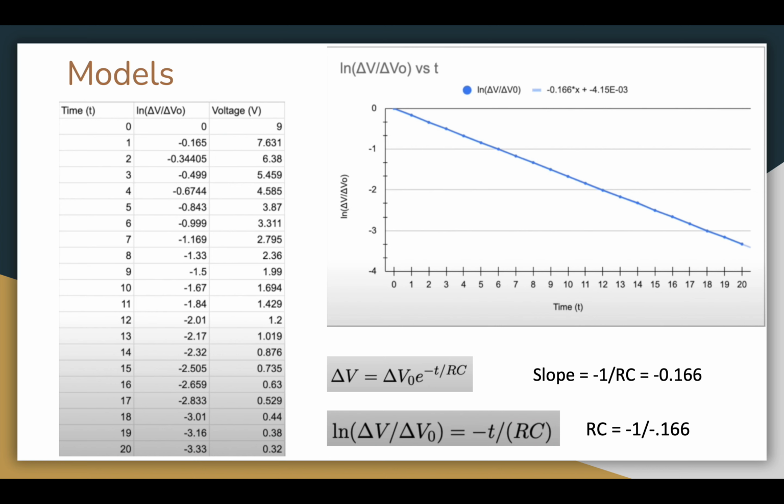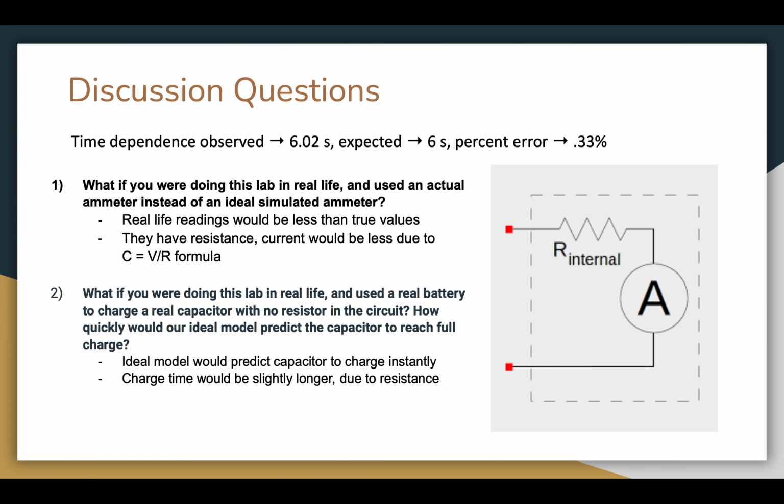In order to determine the time dependence of the capacitor in the loop with the 30 ohm light bulb, we will keep track of the voltage of the capacitor for each second in a 20-second interval. The voltage difference decreases exponentially with time as shown by the upper equation. If we then take the natural log of each side and graph the natural log of delta V over V naught, we will get the graph shown in the PowerPoint. The slope of the graph will give us negative 0.166, which we can set to negative 1 over RC. From this, we can calculate the time constant to be around 6.02 seconds.